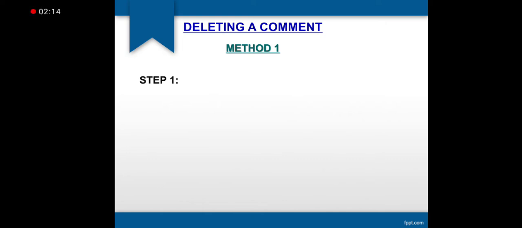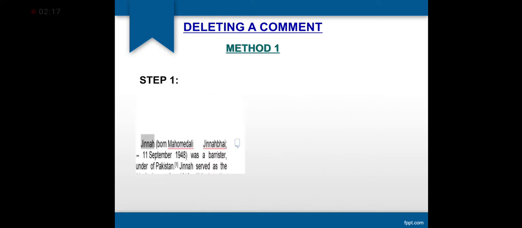Deleting a comment. Step 1. There are two methods to delete a comment. Delete a comment means that you have already added a comment in the document and you want to remove it. Alright. Then you have to highlight or select the text whose comment you want to delete. You can see the balloon icon at the right. This is basically showing that there is a comment here. Right? There is a comment about Jinnah here.